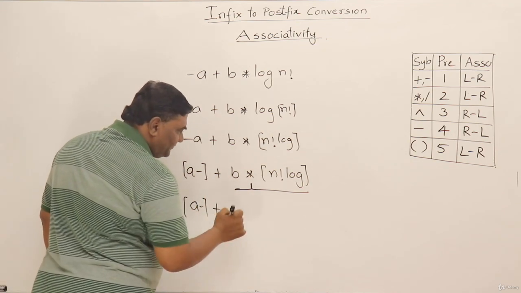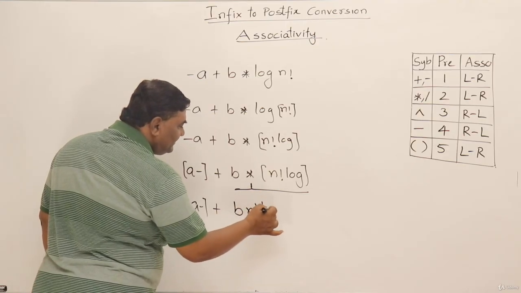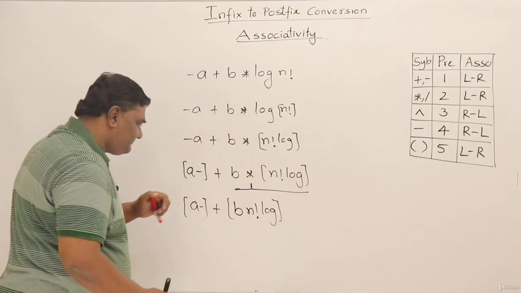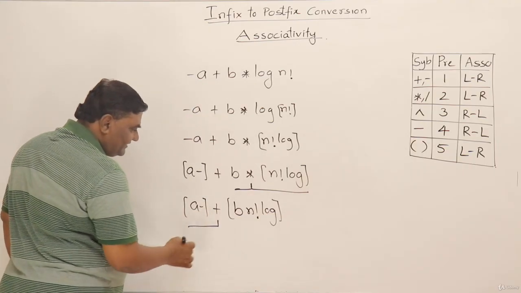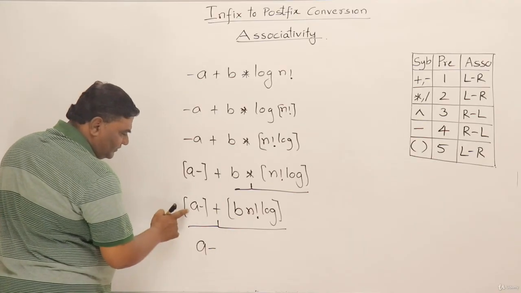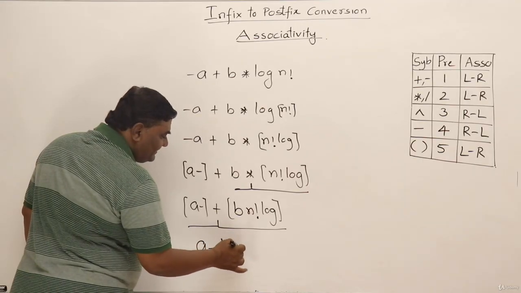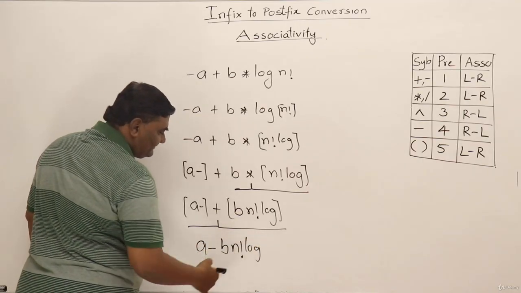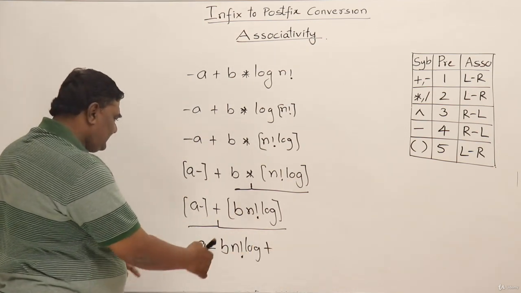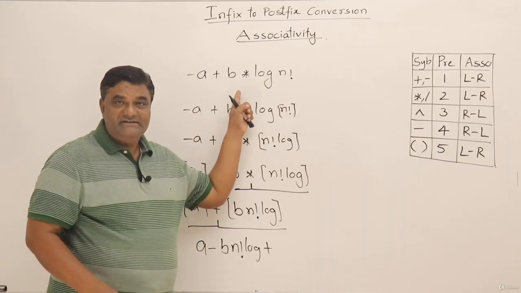I have to convert this into postfix. So first left hand side B, right hand side n factorial log, and this should be inside bracket. The last one remaining is plus. So this plus is upon this left hand side and this right hand side. So first write left hand side without brackets, let us write it A minus, then right hand side B n factorial and a log. Right hand side is completed, then write plus. So all are completed, so I will not write bracket. So this is the answer. So this is the postfix form of this expression.